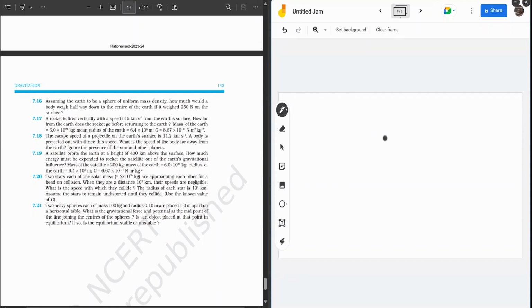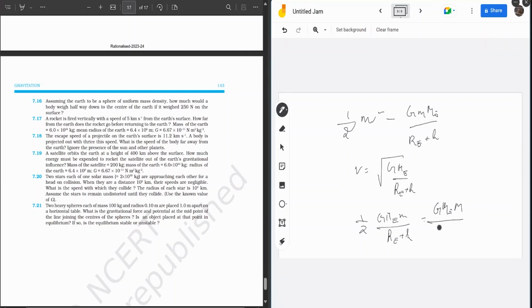So they gave all these. First, let us calculate the total energy at h. Okay, so we'll be getting 1/2 mv square minus G Me m divided by (Re plus h). Okay. So the orbital velocity of the satellite is v square equal to G Me divided by (Re plus h). So what is the total energy at height h? Half G Me into m divided by (Re plus h) minus G Me into m divided by (Re plus h). So total energy becomes minus 1 by 2 G Me into m divided by (Re plus h).